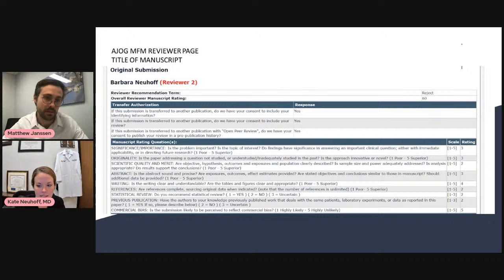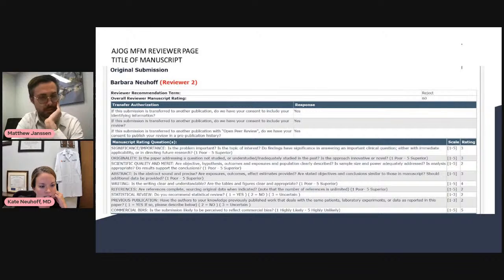The other thing I wanted to point out here is, if you look at this transfer authorization, that basically just asks, are you okay with your review getting published? Are you okay with being acknowledged that you perform reviews, and that sort of thing? I've never had any reason to put no there. But if you're being really cautious and you're a first time reviewer, maybe you can put no while you're learning the process if you want, but that's there.